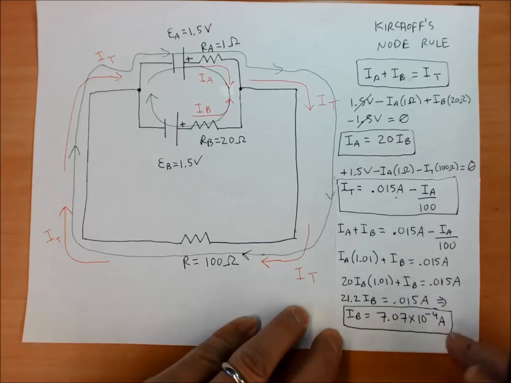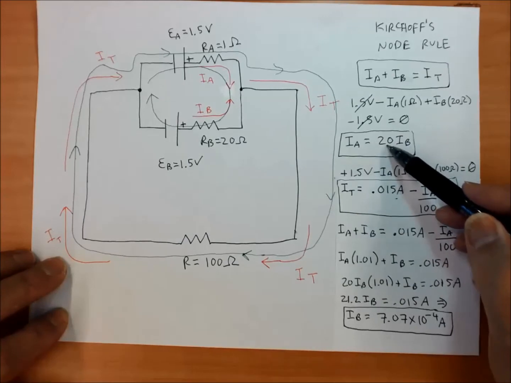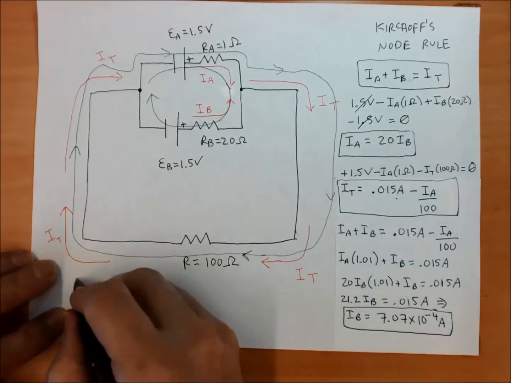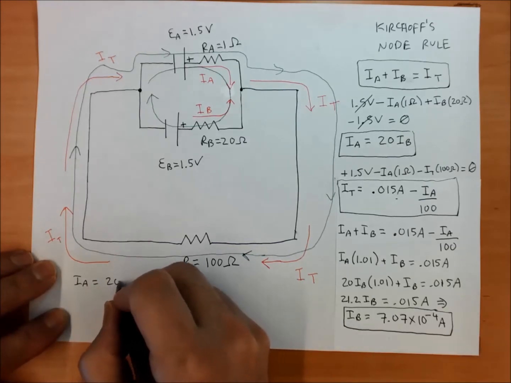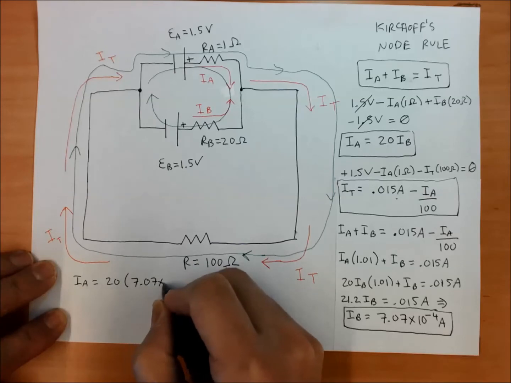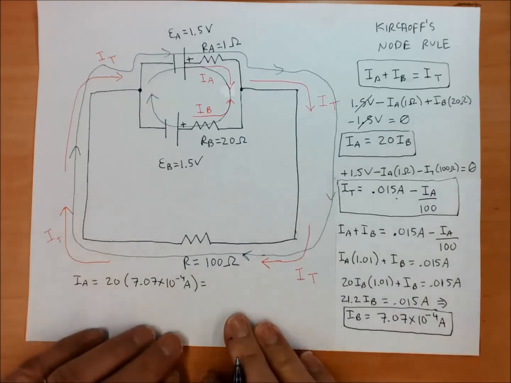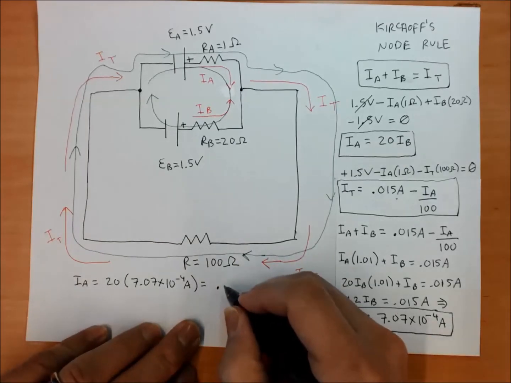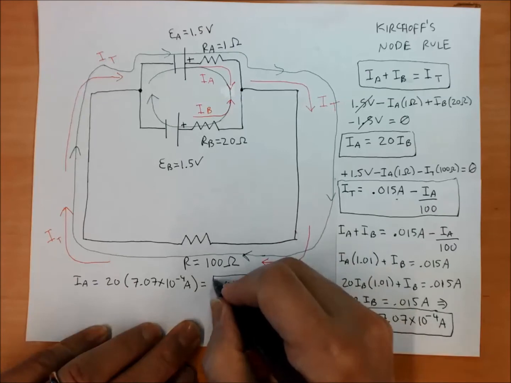Okay. Now, I realize that if I multiply that by 20, that'll give me I sub A. So coming over here, I sub A is equal to 20 times I sub B, which is 7.07 times 10 to the minus 4 amps. And when I do that, I get an I sub A of 0.0142 amps. Put a box around that.